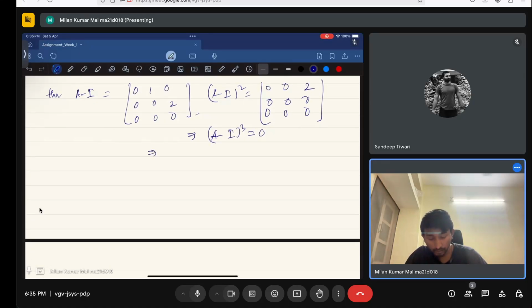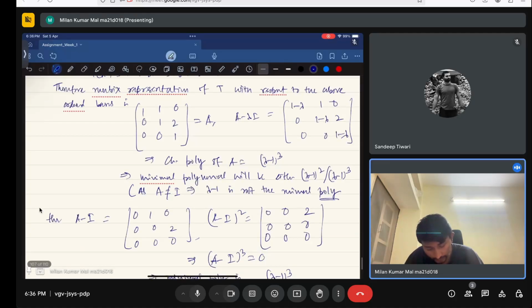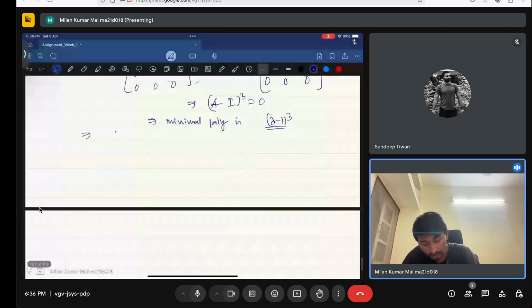So therefore the minimal polynomial is lambda minus 1 whole cube, as I am writing, lambda minus I cube. Therefore A minus I whole cube, or one can write it this way. What is the correct polynomial here? The polynomial will be lambda cube minus 3 lambda square plus 3 lambda plus 1. This is the minimal polynomial, right?